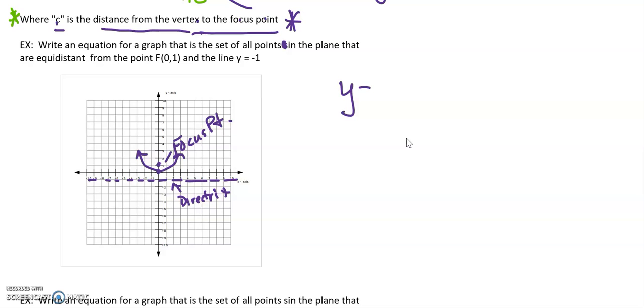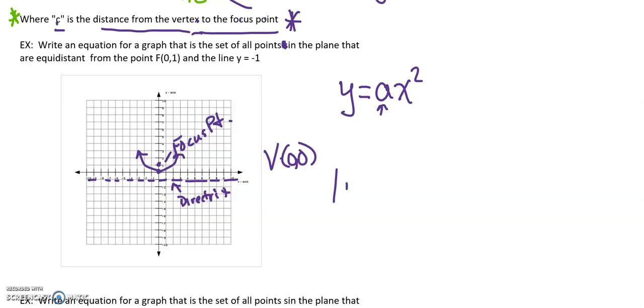So I know I have a y equals. I have an A term, which I do not know yet, but I do know the vertex. The vertex is (0, 0), okay? So that being the case, our vertex is 0, so I don't have x minus anything. It's just x squared, and I don't have plus anything. So the only thing I'm going to need to find out is the A term.